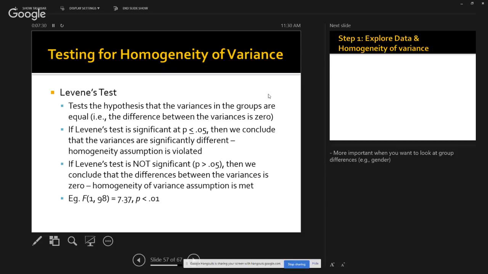So we run a Levene's test, which is easy. By the way, it comes out when you run the independent t-test. Levene's test is exactly like the KS test. If it is significant, we conclude that the variances are significantly different and homogeneity of variance has been violated. If it's not significant, then we've got equal variances. Easy peasy. You don't freak out about Levene because SPSS gives you the correction to use, and you'll see that in just a second.